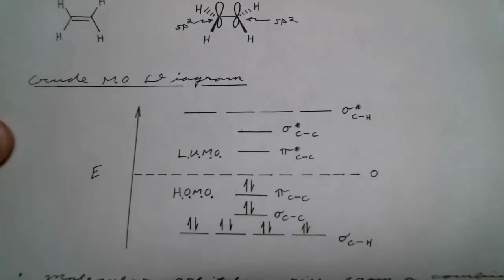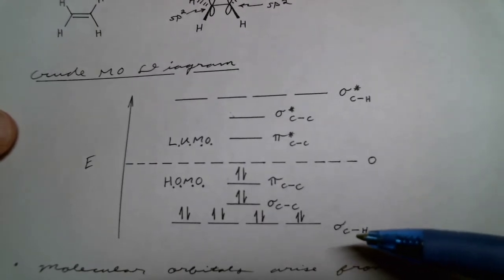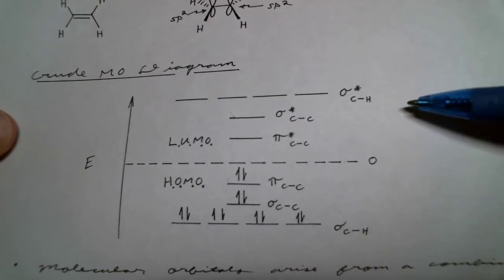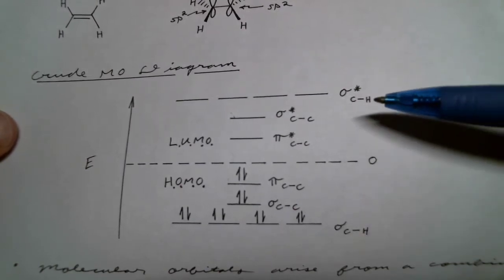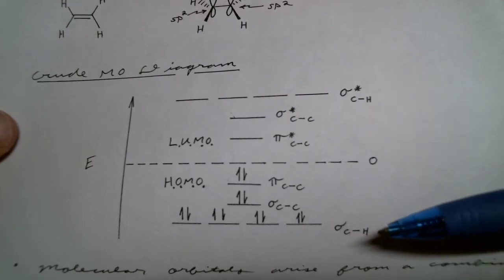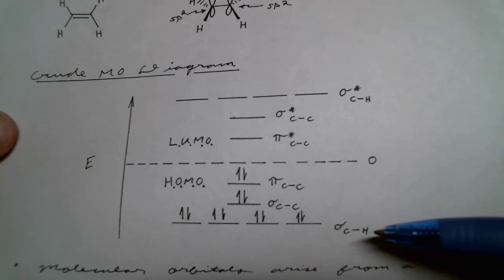Well, we talked about it. We said we know we have 4 carbon-hydrogen sigma bonding type molecular orbitals. And if we have that, we've got 4 carbon-hydrogen sigma star antibonding molecular orbitals. These are low in energy and these are high in energy. Why are these low in energy? Because we've got a carbon sp2 overlapping with a hydrogen 1s.